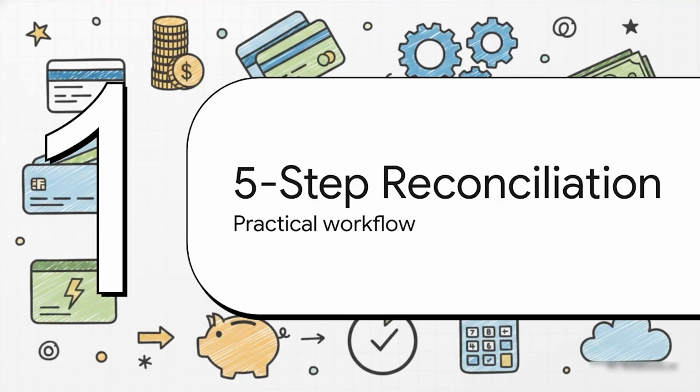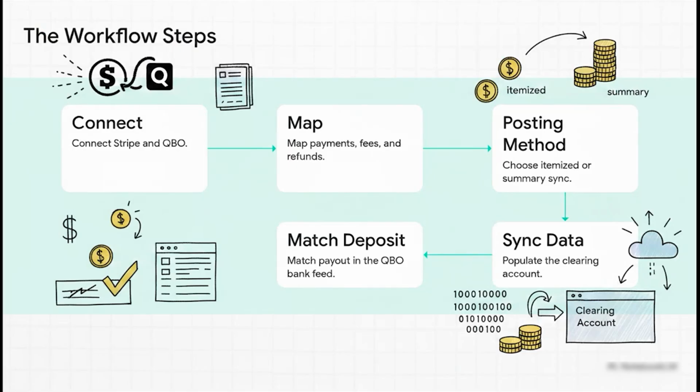Bringing us to our final section, section 5, the 5-step reconciliation flow. It all breaks down into these 5 super clear steps. 1, connect your Stripe and QBO accounts. 2, map your activity so payments, fees, and refunds land in the right ledger accounts. 3, pick your posting method, that itemized or summary sync we just talked about. 4, just let the data sync up so your clearing account populates. And 5, easily match that payout deposit right in your QuickBooks bank feed.